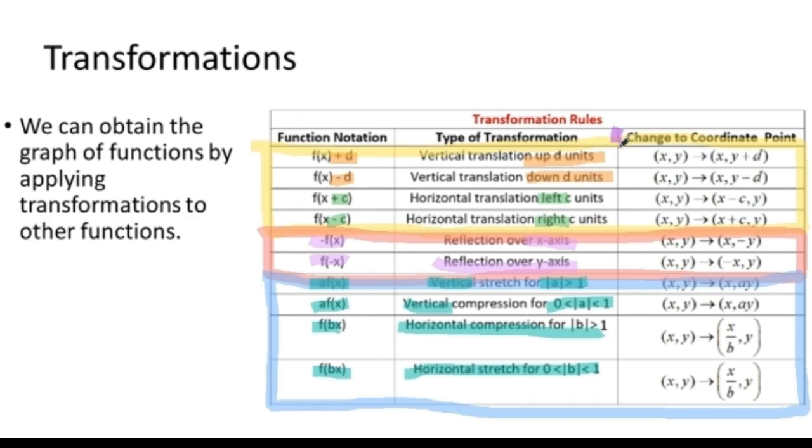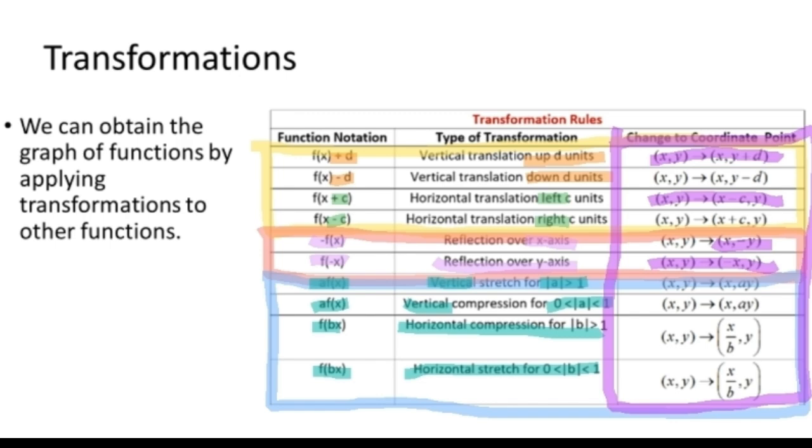One thing to note that's important on this table is how each transformation affects the points on the graph. Notice that if we're translating, we're adding or subtracting the value to the corresponding component. If I'm shifting up d units, I'm adding d to the y component. If I have to shift left c units, I'm subtracting c from the x value. Similar with the reflections, if I'm reflecting over the x-axis, I'm changing the sign of all the y components. But if I reflect over the y-axis, I'm changing the signs of the first component.